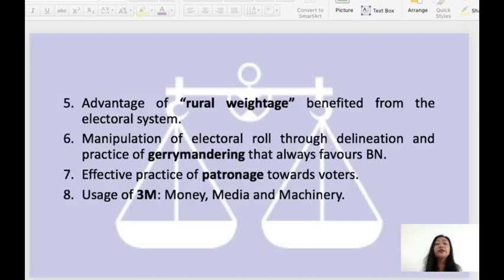Okay, number five, advantage of rural weightage benefited from the electoral system. Number six, manipulation of the electoral roll through delineation and practice of gerrymandering that always favors Barisan Nasional. Okay, I have asked you to do a test on gerrymandering topics, so I assume that all of you already know clearly what is gerrymandering in Malaysian politics, yeah? Especially in the electoral roll. Number seven, effective practice of patronage towards voters. So all the voters are being patronized, yeah? And then number eight, usage of 3M: money, media, and also missionary.